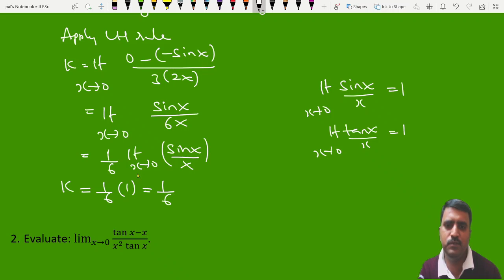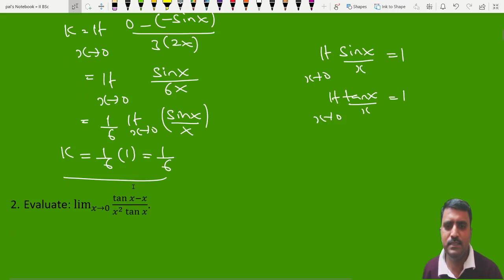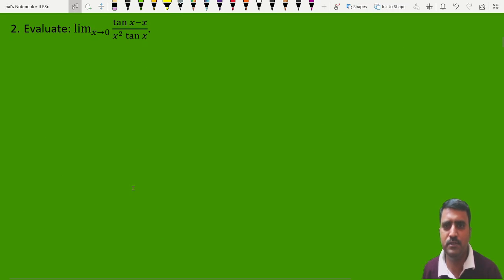If you don't want to apply the standard formula, what can you do? Once again apply the L'Hospital rule, and then solve in the next step. So if you don't want the formula. And similarly, evaluate one more problem: tan x minus x by x square tan x.